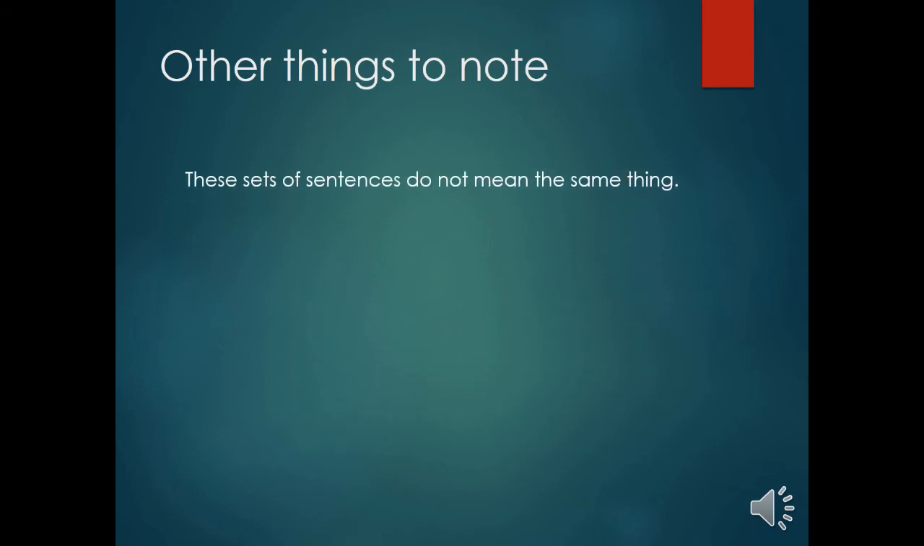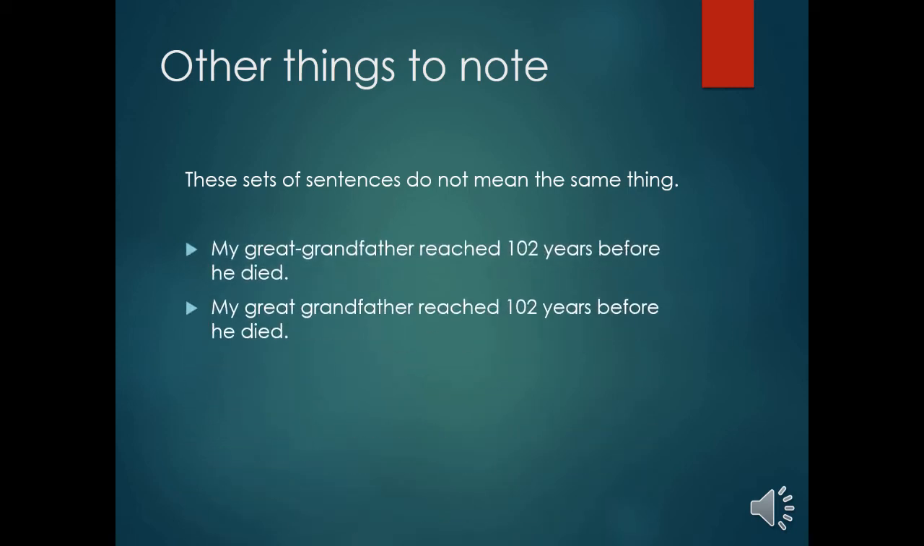These sets of sentences do not mean the same thing. My great-grandfather reached 102 years before he died. My great grandfather reached 102 years before he died. These two sentences do not mean the same, even though the words look very much the same, even in the reading, you read them as just the same thing. But the use of the hyphen to separate great and grandfather in the first sentence changes the meaning of that sentence.